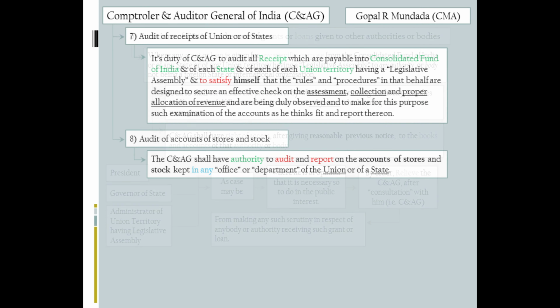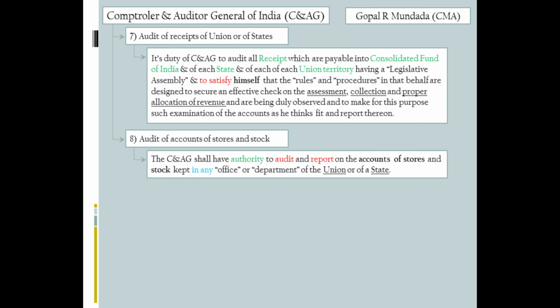So guys, next point is audit of the receipts of the union and states. It is the duty of the C&AG to audit all receipts which are payable into the Consolidated Fund of India and of each state and each union territory having a legislative assembly, and to satisfy himself that the rules and procedures in that behalf are designed to secure an effective check on the assessment, collection and proper allocation of the revenue, and are being duly observed, and to make for this purpose such examination of the accounts as he thinks fit and report thereon.